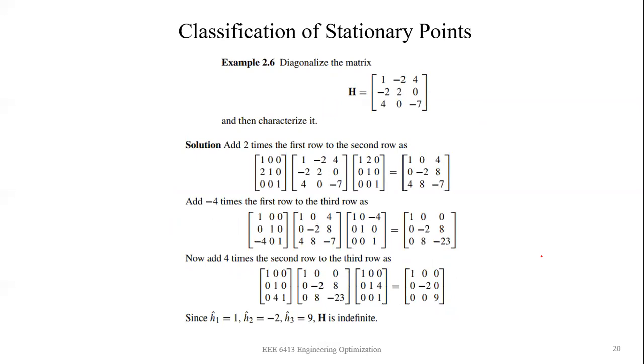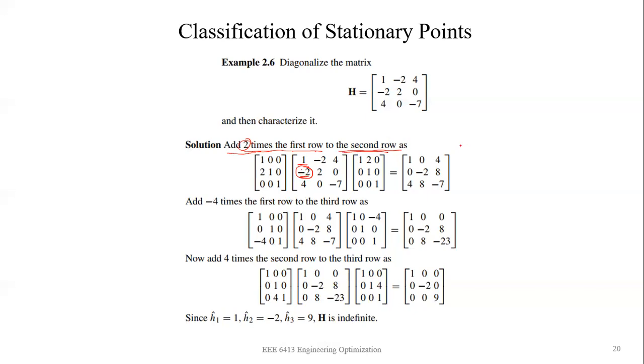Okay, so a particular problem is being shown here, example 2.6, diagonalizing the matrix. Here, they are adding 2 times. How do you determine adding 2 times? We multiply the first row by 2 and add it to the second row. What we try to do here is eliminate this component. The first row value is 1, so it has to be multiplied by 2. If you add it to this one, minus 2 plus 2 becomes 0.